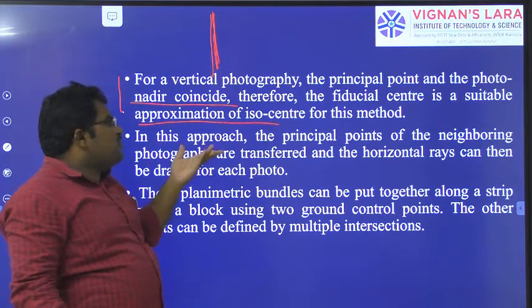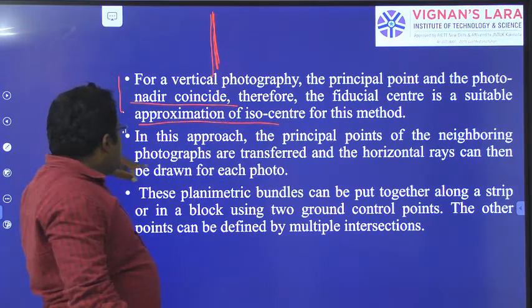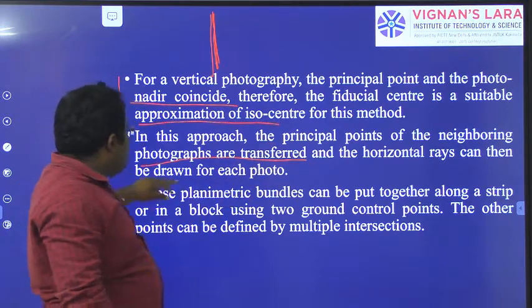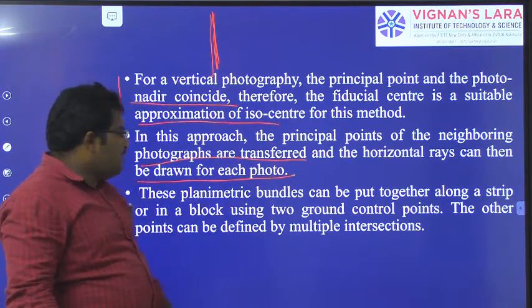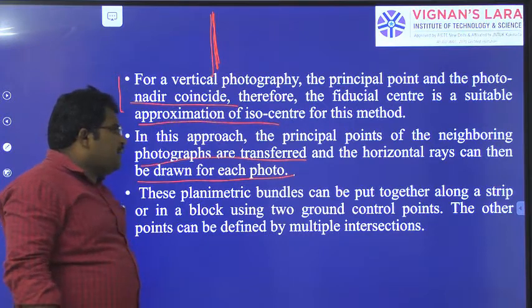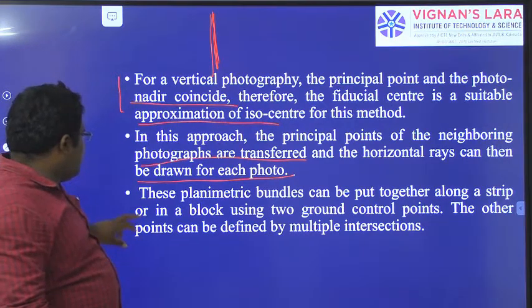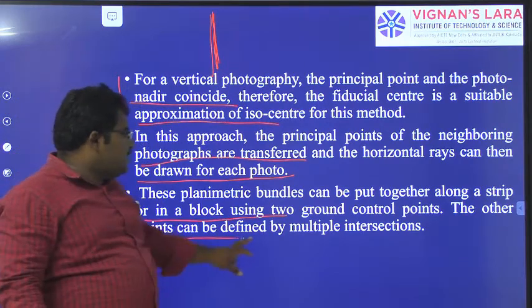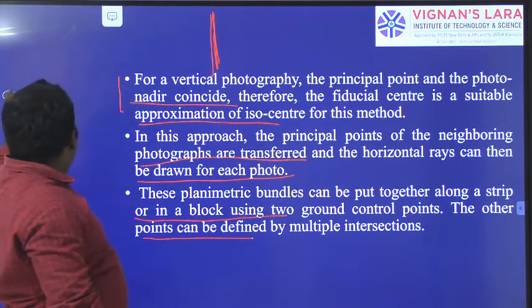Okay. So in this approach, the principal points of neighboring photographs are transmitted, and the horizontal rays can then be drawn for each photo. Right. Next, these planimetric bundles can be put together along a strip within a block using two control points. The other points can be defined by multiple intersections.